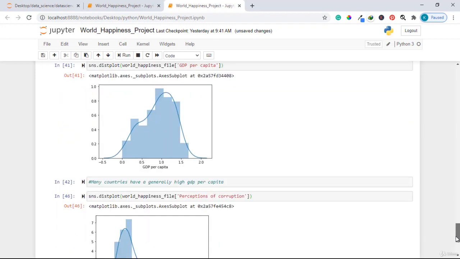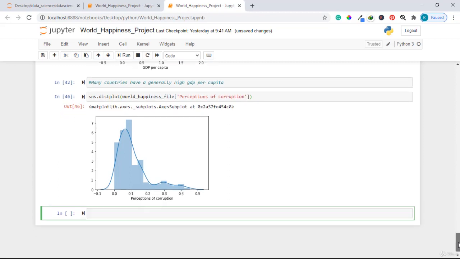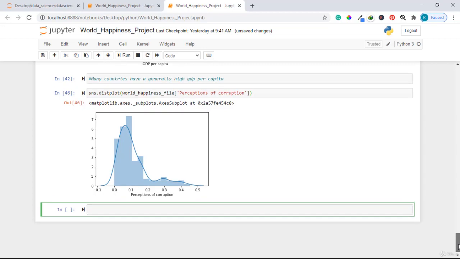So let me just go and plot these other ones down here and add comments, so as you go through them you can understand. And let me pause here so that you cannot see me typing this over and over, and once I'm finished we can pick it up from there.